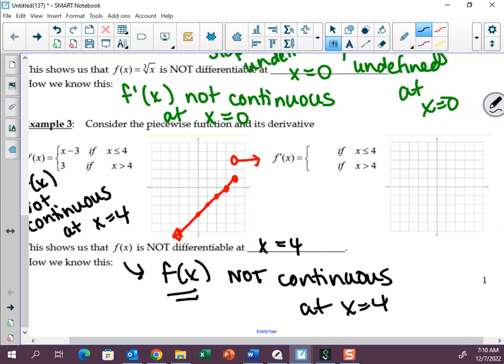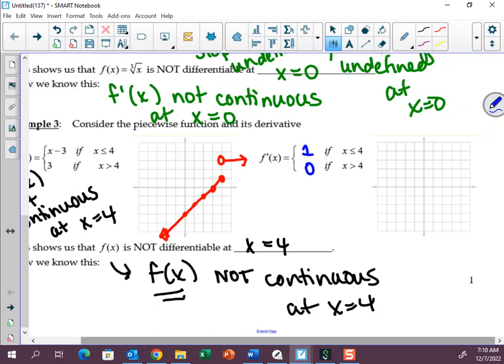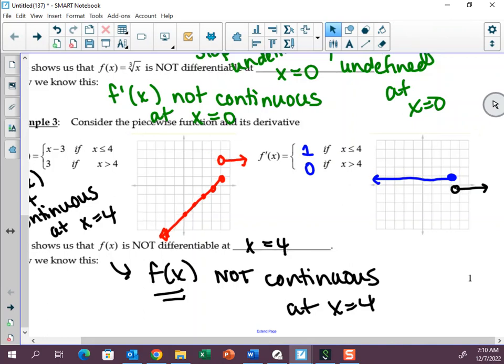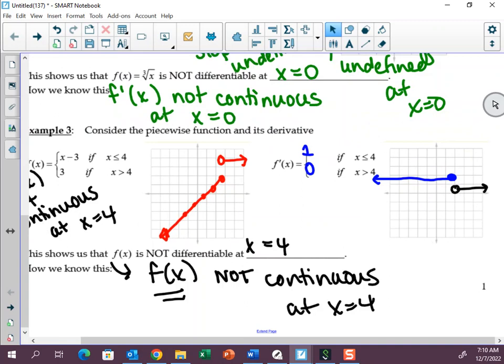And if I graph the derivatives, you'll see the derivative is also discontinuous. So my derivatives would be, for x less than 3, the derivative would be 1. For x greater than 3, the derivative would be 0. 1, 2, 3, 4. So I've got something like that, and then something like that. But once again, we did not need to look at the derivative function to know there was going to be a problem.